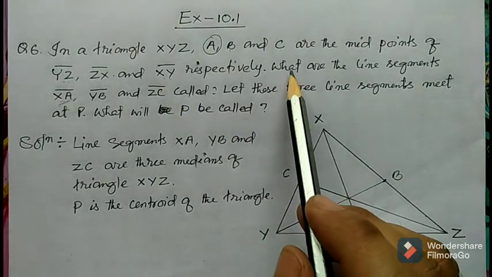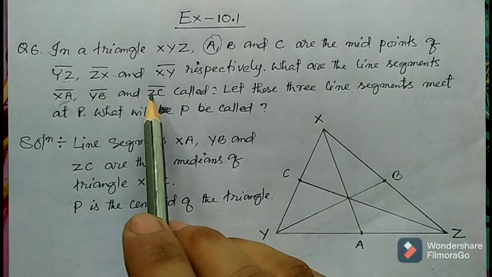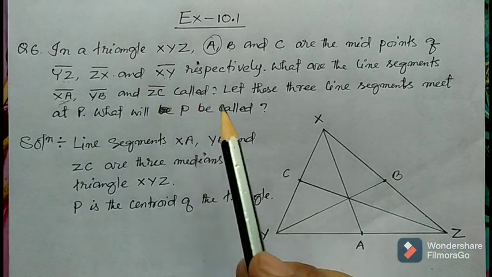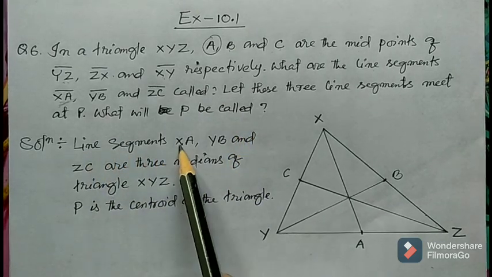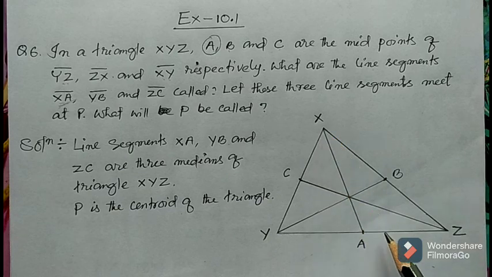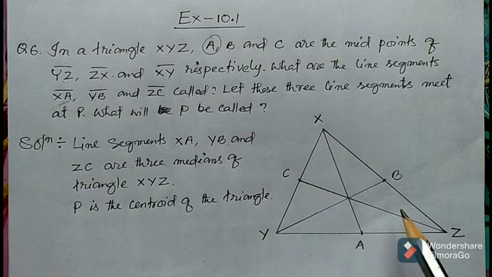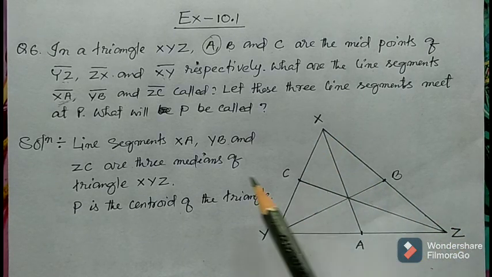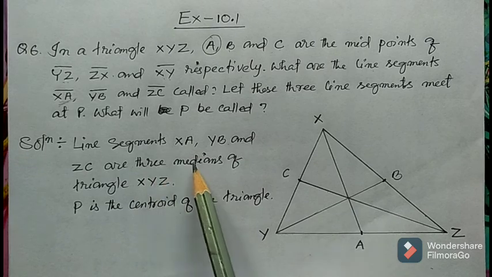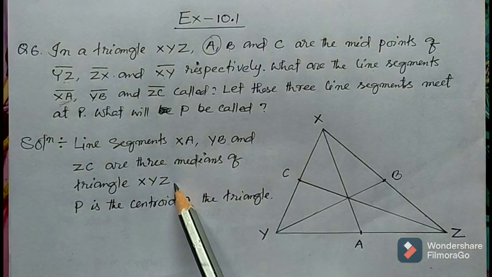Now the first question is, what are the line segments XA, YB, and ZC called? So what will be our answer? Line segments XA, YB, and ZC are nothing but the three medians of which triangle? The triangle is XYZ. So they are the three medians of triangle XYZ. That is the first part.